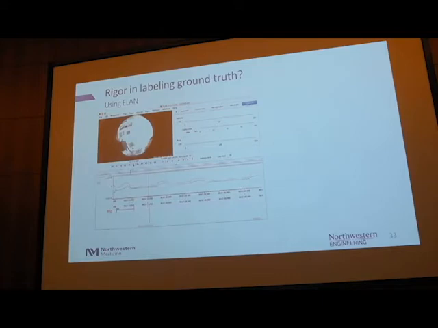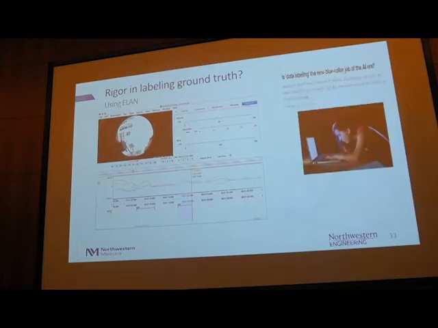So again, rigor in labeling ground truth is really important. Here we use Elon, developed in Europe. It's available online for use. I'm not sure if it's open source or not, but you can use it. It's really important to make sure there's rigor in your labeling technique. And here, the user of Elon is labeling your key episodes.